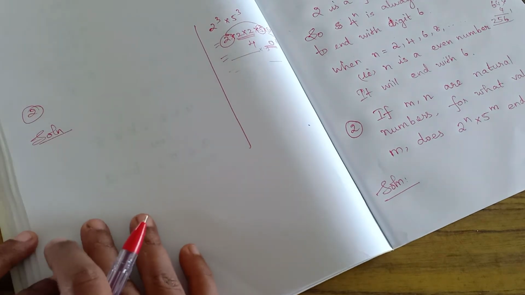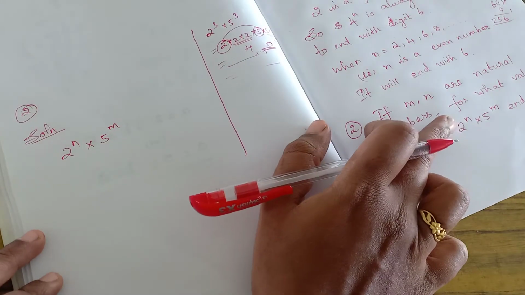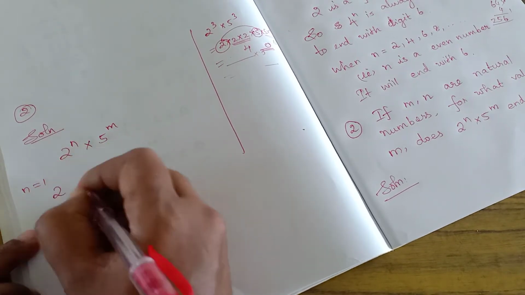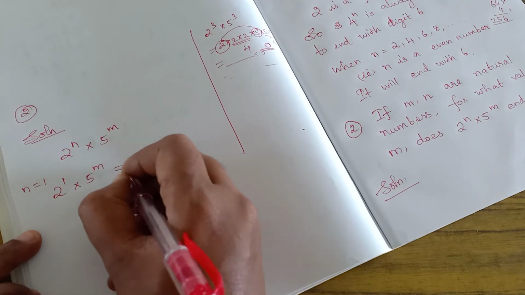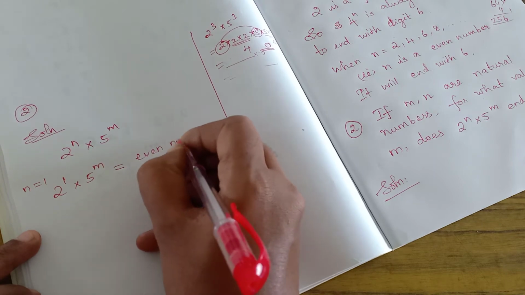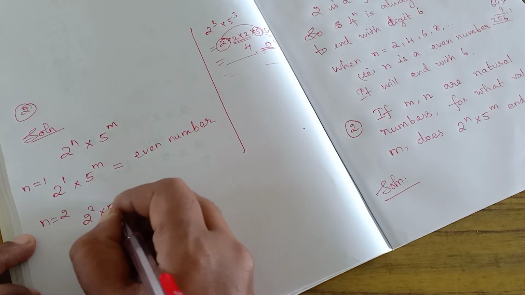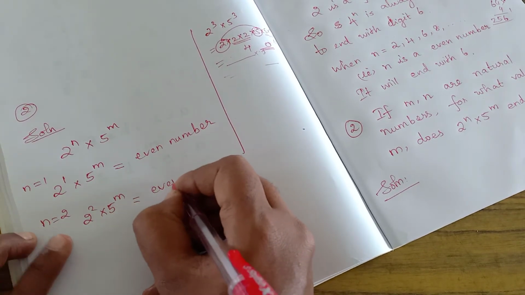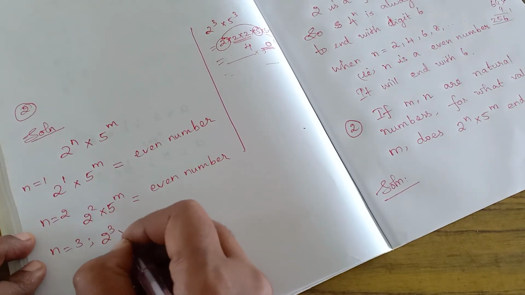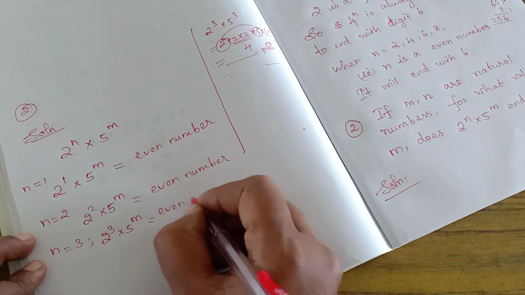Second question solution. Okay, so 2 power n into 5 power m. N is what kind of number? Natural number. M also a natural number. So n equal to 1: 2 power 1 into 5 power m. Since it is a multiple of 2, it is an even number. When n equal to 2, 2 square into 5 power m is also an even number because it is a multiple of 2. In such a case n equal to 3 also, 2 cube into 5 power m. Since it is a multiple of 2, we are getting an even number.